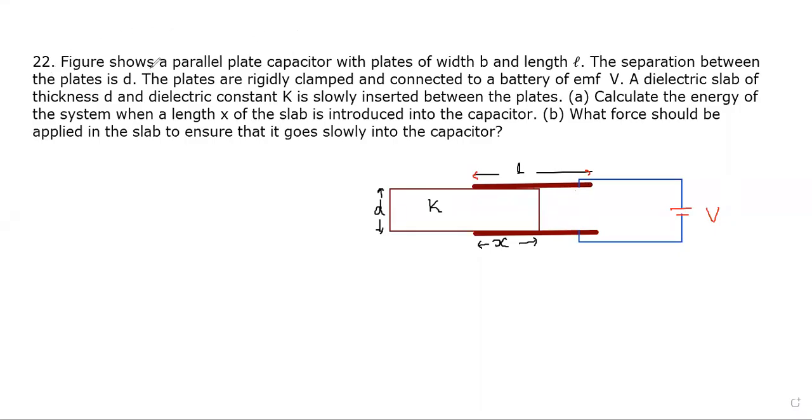Question number 22. Figure shows a parallel plate capacitor with plates of width B and length L. The separation between the plates is D. The plates are rigidly clamped and connected to a battery of EMF V. A dielectric slab of thickness D and dielectric constant K is slowly inserted between the plates.